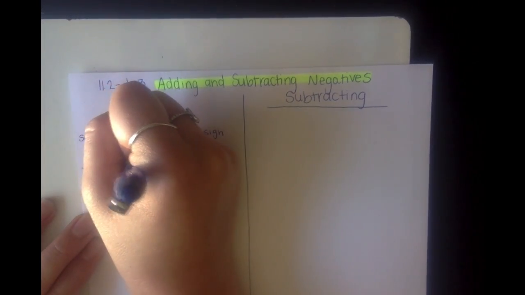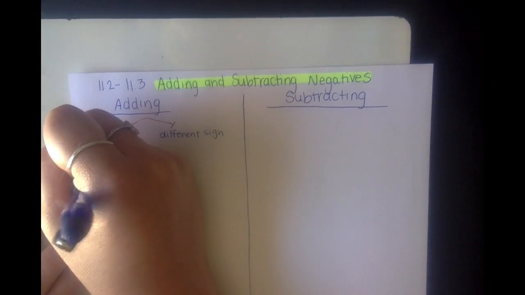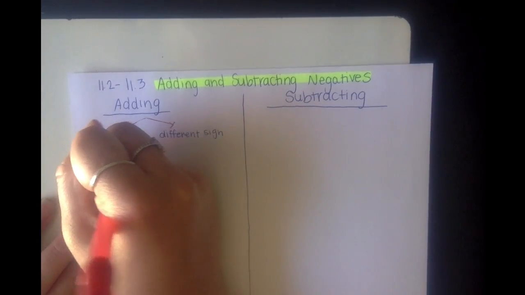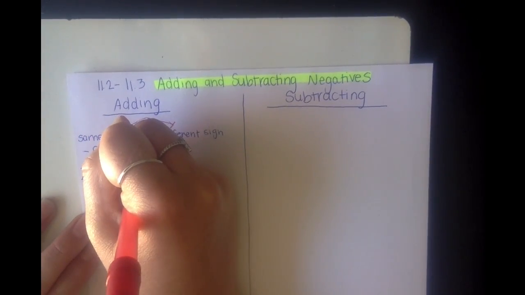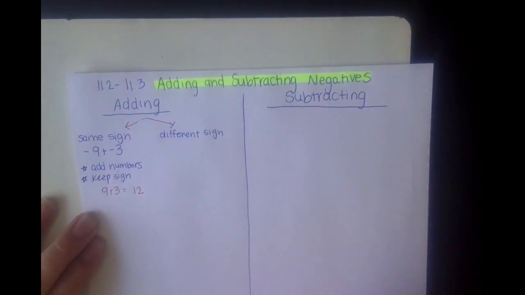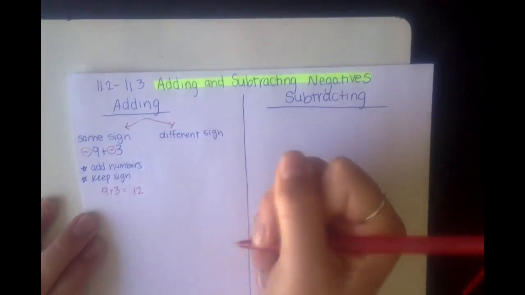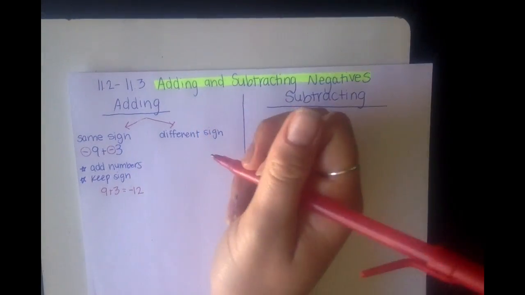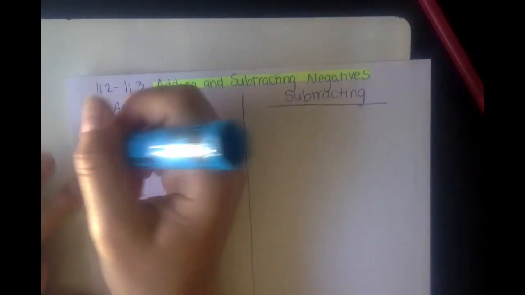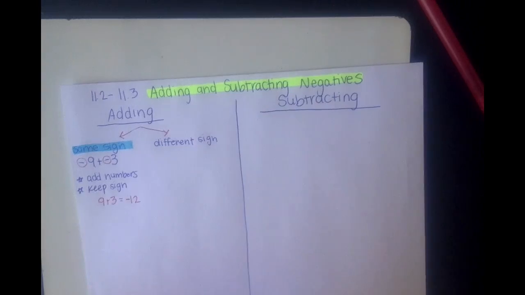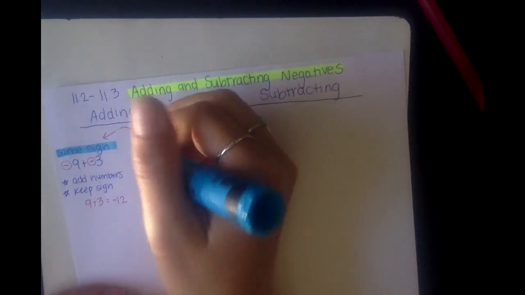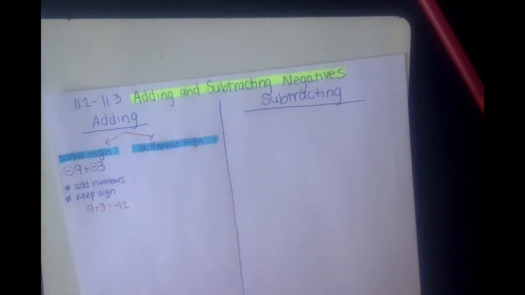In that case, your only step is you add the numbers together, and then you just keep the sign. So here it's as simple as 9 plus 3. 9 plus 3 is 12. But both the numbers are negative, so my answer is really -12. Well, what happens when I have a different sign? You should know if it's the same sign, 9 plus 3 would be a regular 12, but for the different sign, this is where we get some complications.